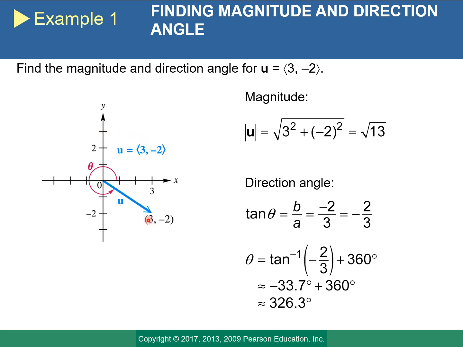Remember, tangent theta goes from -π/2 to +π/2. And so when you type this in the calculator, it's going to give you a negative angle because it's actually going to give you the angle going clockwise. So what you're going to do with that value is you're just going to add 360 to it, and that's going to give you your positive angle measure. So theta is 326.3 degrees.